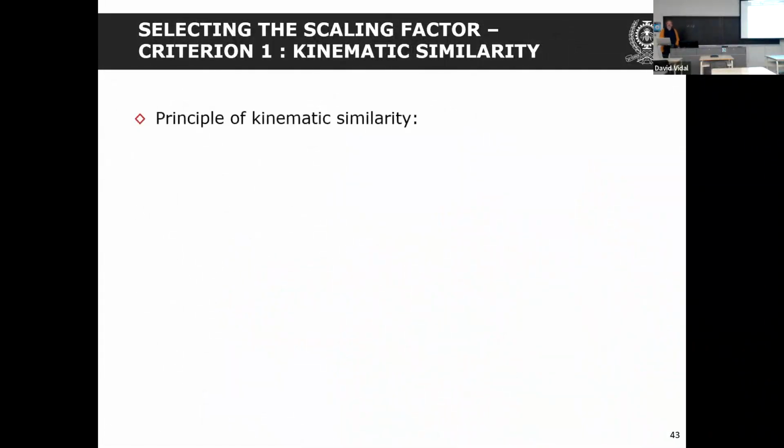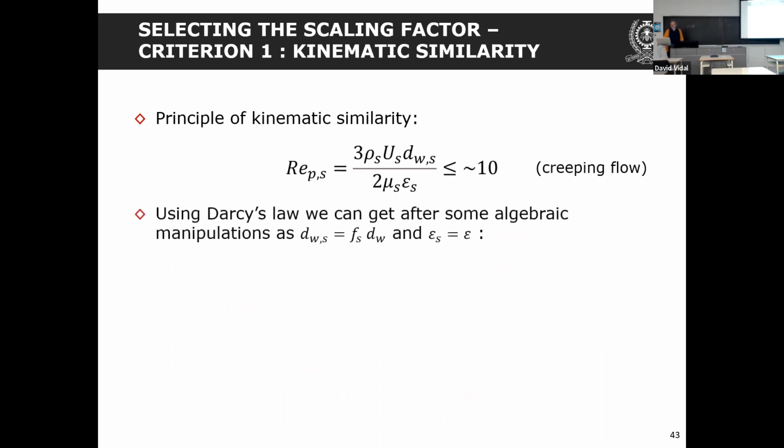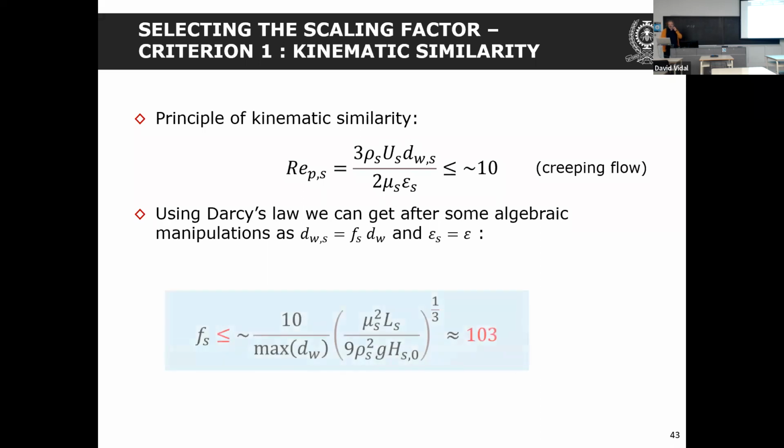So I'm going to go very fast now. The scaling process was not done randomly. We basically used kinematic similarities. We used four criteria to decide what should be the scaling factor. So the first one, we try to stay in the same flow regime.